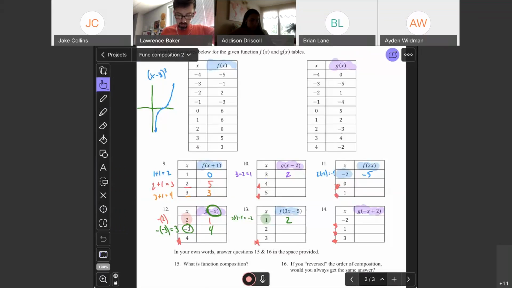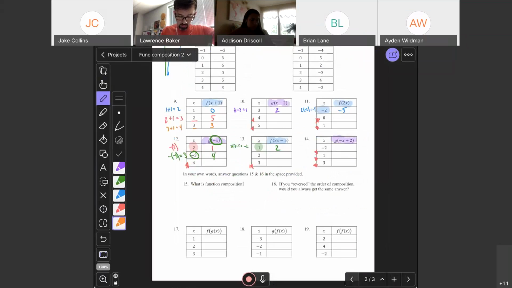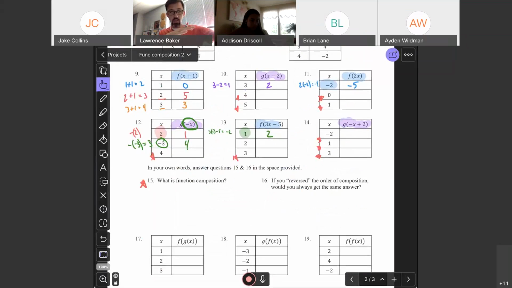So 15, 16, in your words, all right? We've been talking about function composition on Thursday and Friday. So kind of think about what we did at the end of last week. What did function composition mean, right? When we say function composition, I'm talking about this right here. This is function composition.